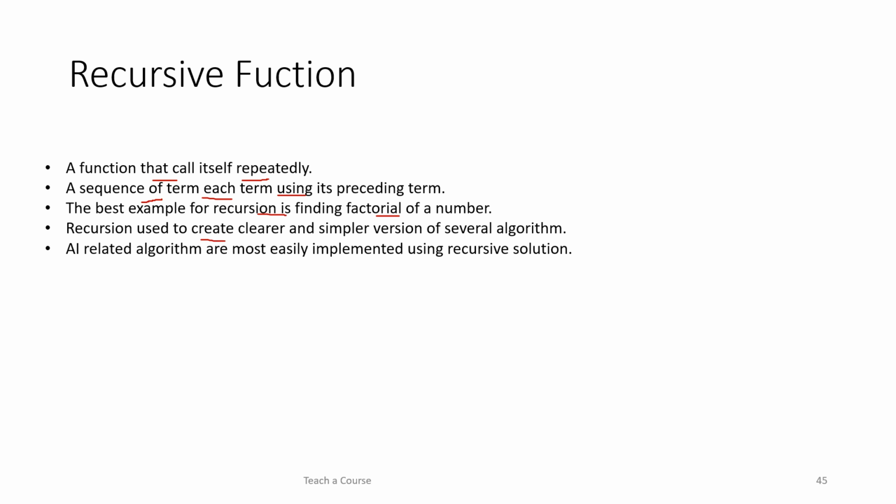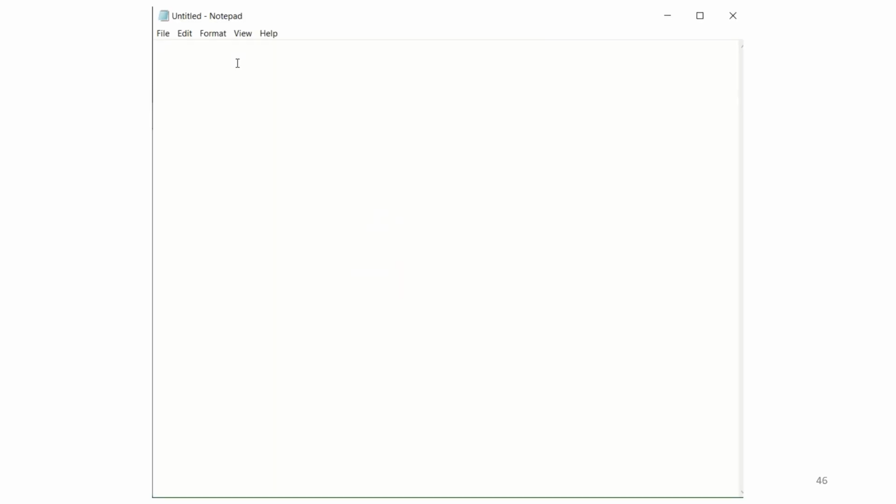Recursion is used to create cleaner and simpler versions of several algorithms. For example, artificial intelligence related algorithms are mostly implemented using recursive functions. Let us look at an example for recursion, the factorial program: class factorial.